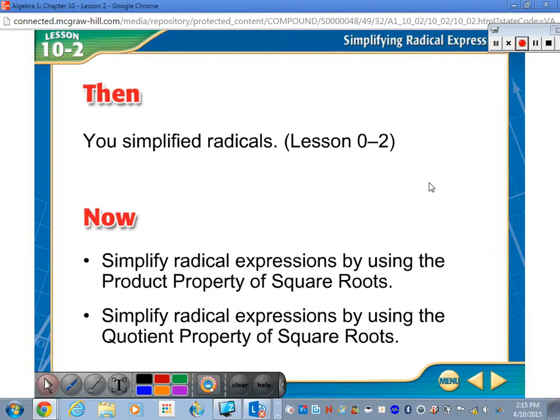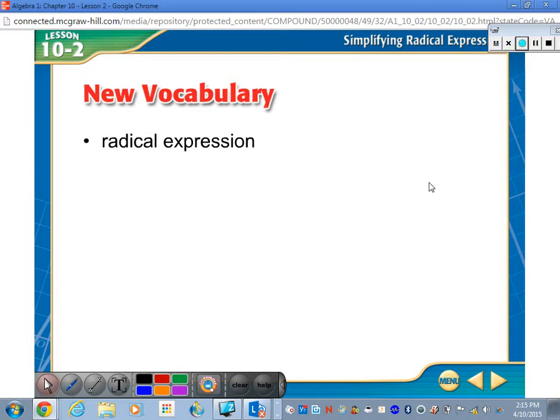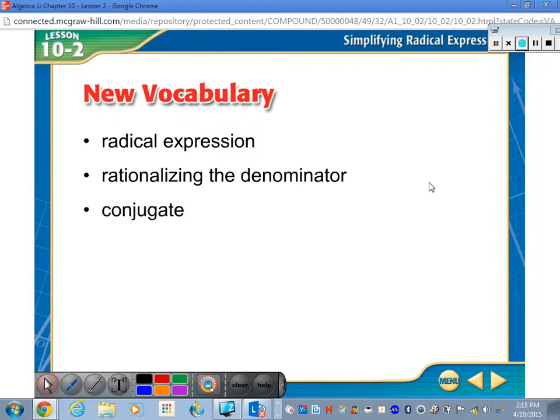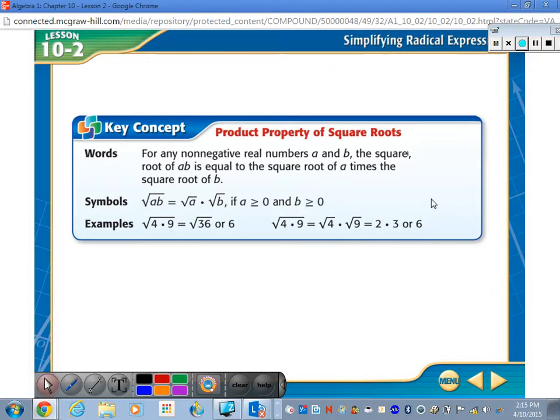So moving right along. Okay, our vocabulary is we're going to talk about radical expressions. We're going to talk about rationalizing the denominator, and then we are also going to talk about the conjugate. And that's how we get radicals off the denominator of a fraction, because that's a no-no. So let's go ahead and begin.